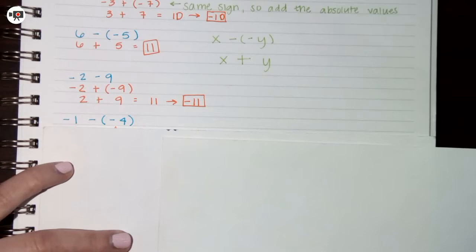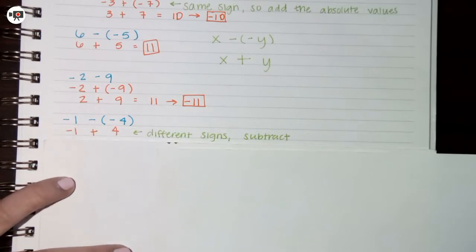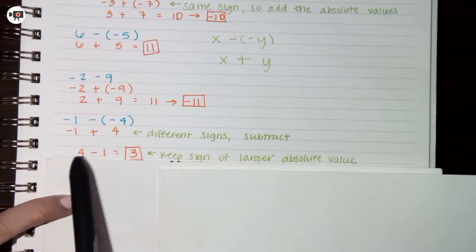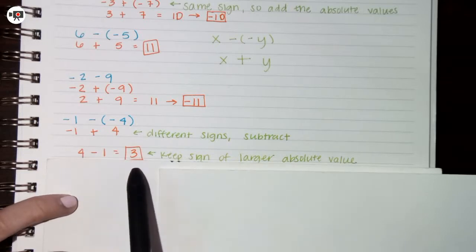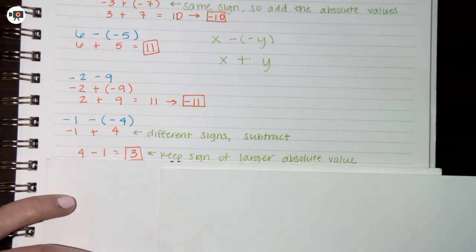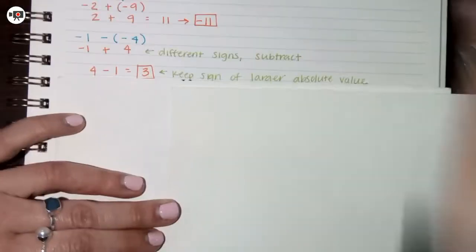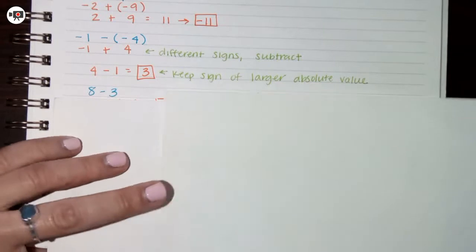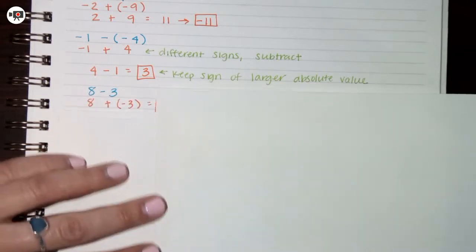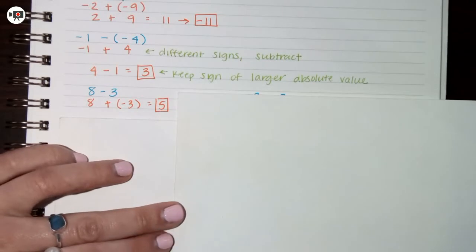Negative 1 minus negative 4 is negative 1 plus 4. These have different signs, so we take our larger and we do 4 minus 1, which is 3. And our answer has the sign of the larger absolute value. So the answer is positive 3. 8 minus 3 is going to be 8 plus negative 3, which is 5.